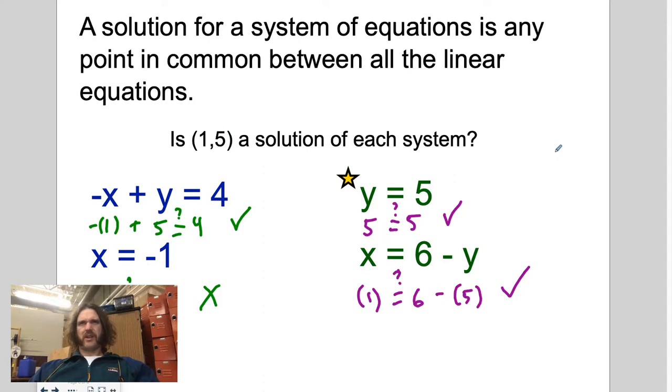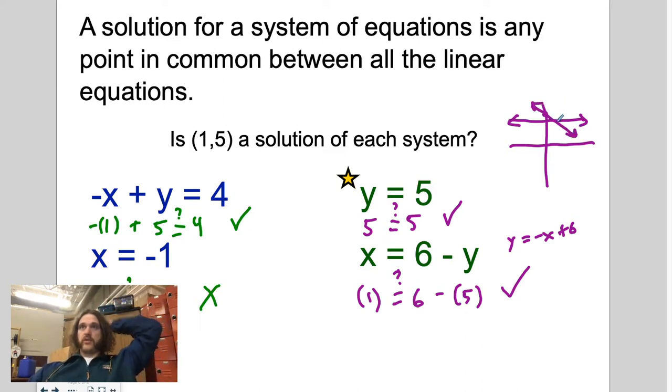So what would that look like? That in slope-intercept form would be y equals negative x plus 6. So this is going to look like we have a line at y equals 5, and then plus 6. Oh yeah, so it looks like that. So that's the other line, negative 1. So that's where our solution is, (1, 5).